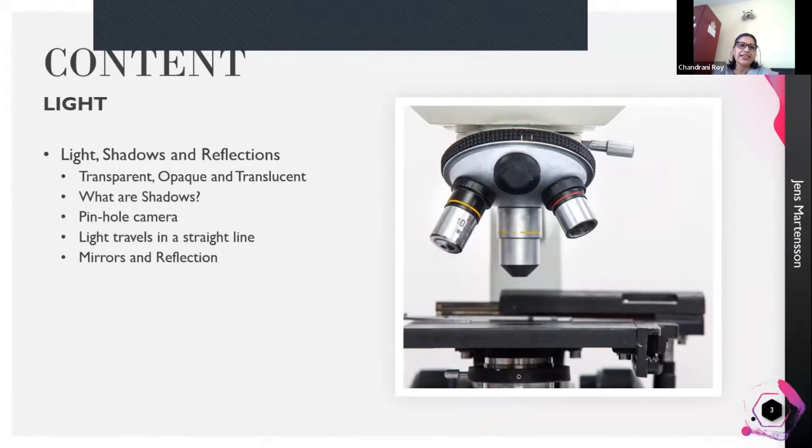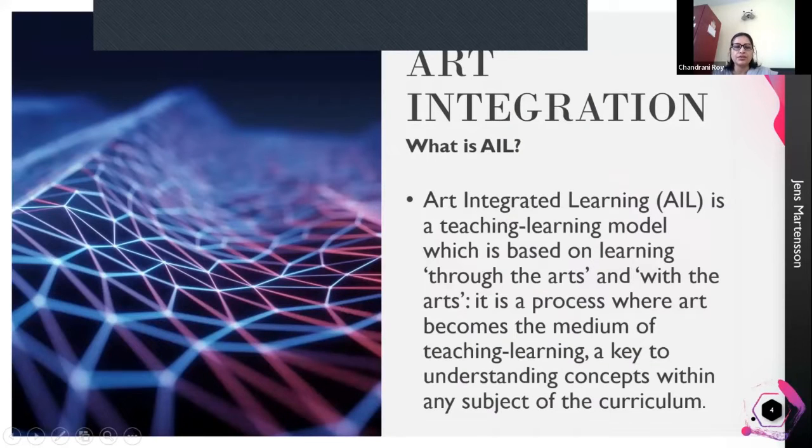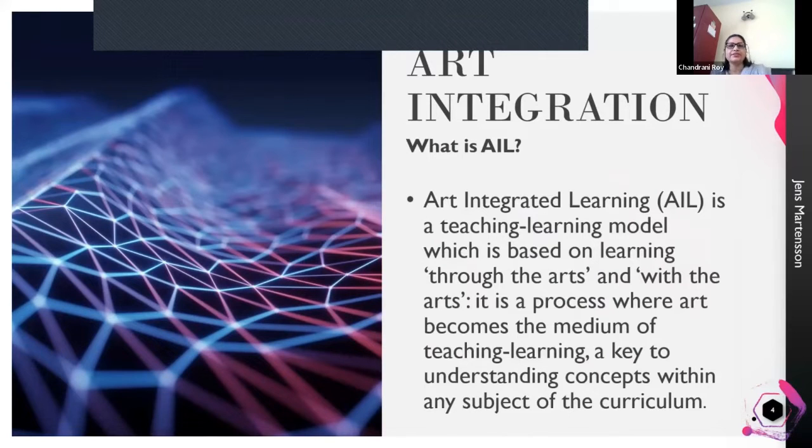We'll be looking at light, shadows, and reflections. The characteristics of objects in terms of whether they allow light to pass through them or not: transparent, opaque, and translucent. What are shadows? Pinhole camera. We will pursue activities which help us understand that light travels in a straight line. We will learn about mirrors and reflection. We will also have a short section on spherical mirrors and lenses. Art integration: before going into the topic, let us look at what AIL, or art integrated learning, is.